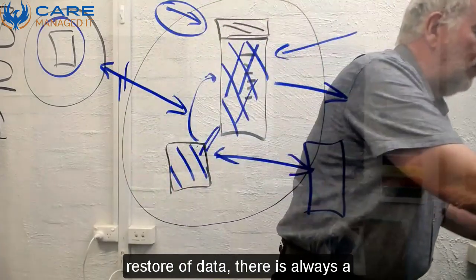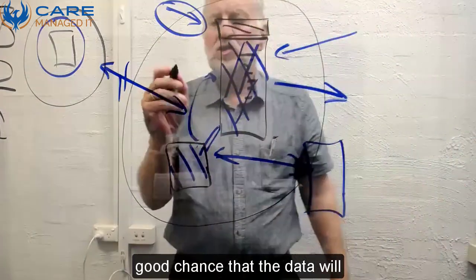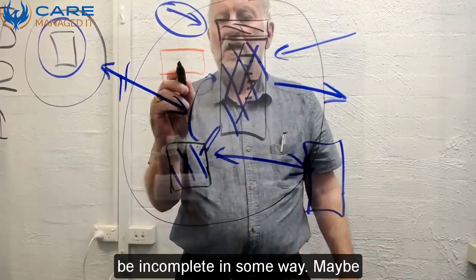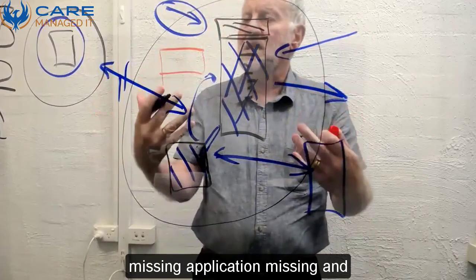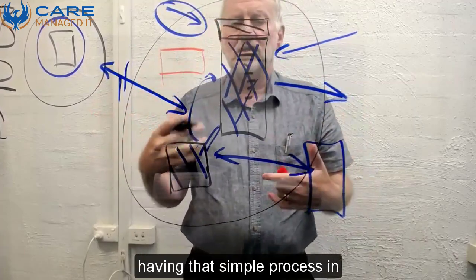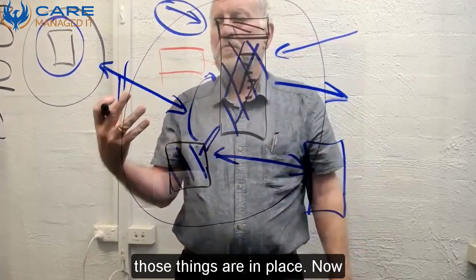When we do a restore of data, there is always a good chance that the data will be incomplete in some way. Maybe it's missing files, maybe it's missing applications, missing capabilities. So by having that simple process in place that you are testing it, just to make sure that all of those things are in place.